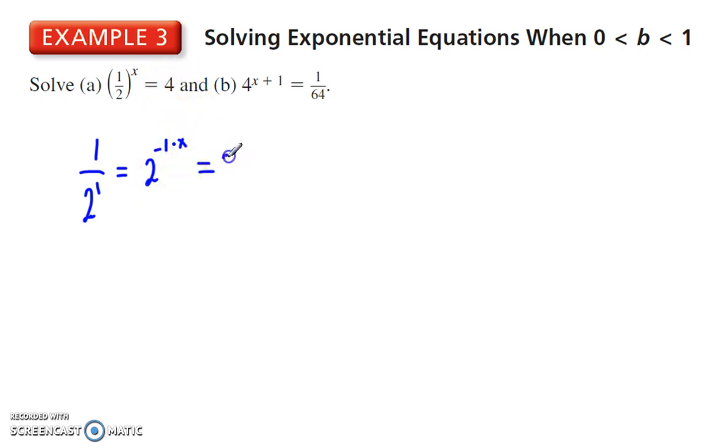2 to what power gives me 4? 2 squared. So then I have negative x is equal to 2. Multiply each side by negative 1, and I get x is equal to negative 2.